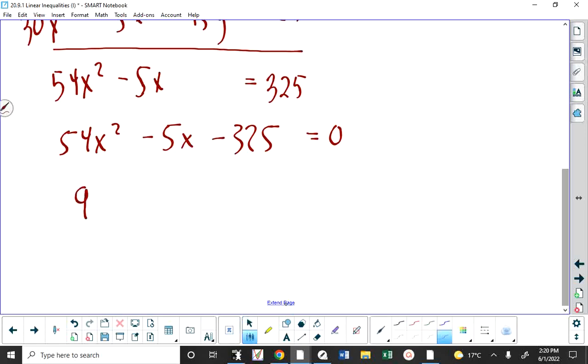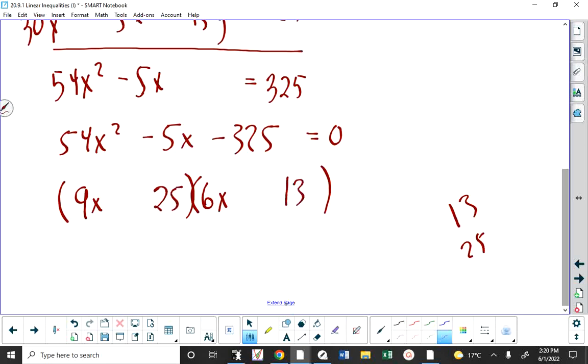It's very late in the day for me, math-wise. 325 is 13 times 25. We'll try the 25 here and the 13 here. I don't think so. Is that right? 150 and no.